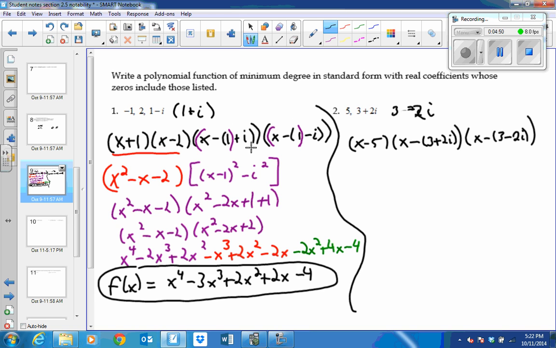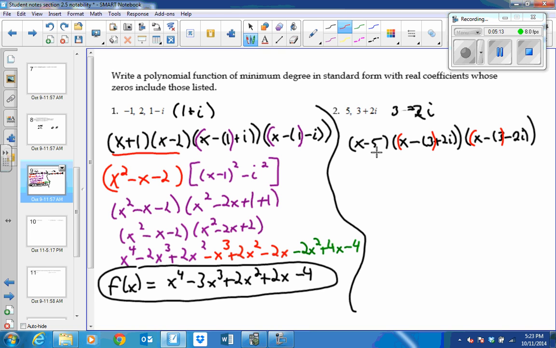Over here I grouped this one and I made it into complex conjugates. You don't have to do that. You can multiply these out as though they were just two trinomials, but it's just a lengthy process. So once again, I'm going to group this so that it's a complex conjugate. So I'm going to say this is x minus 3 plus 2i. I'm going to say this is x minus 3 minus 2i.